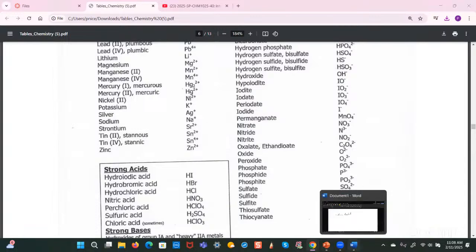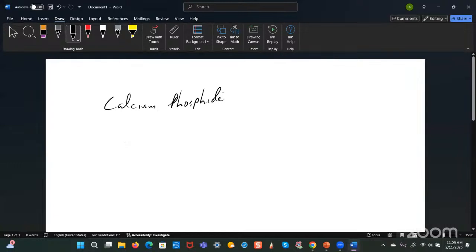So to answer this question, what I would do is consult the tables, and I would look up the formula for the calcium ion. And when I look it up, I'll see that the formula for the calcium ion is Ca2+, right? So the charge on the calcium ion is +2. And then I'll look up the formula for the phosphide ion, and when I do that, I see that the charge is 3-, right?